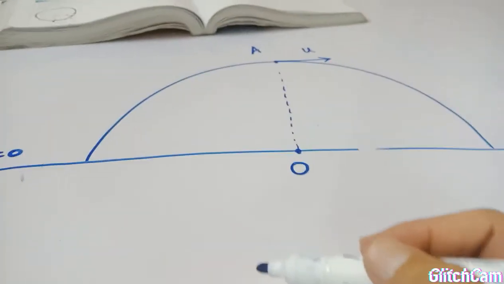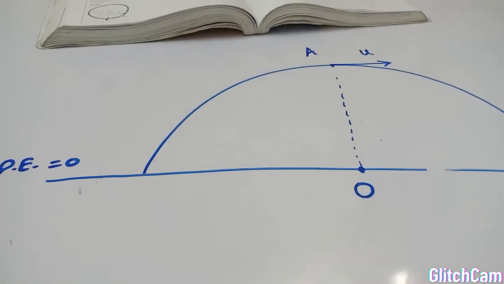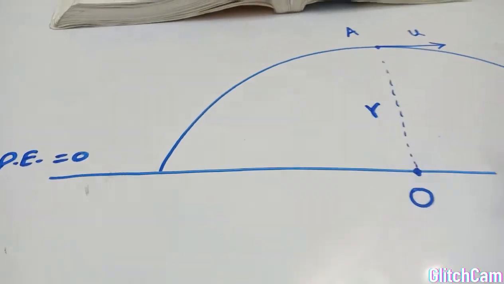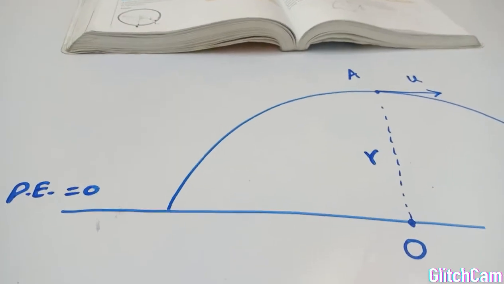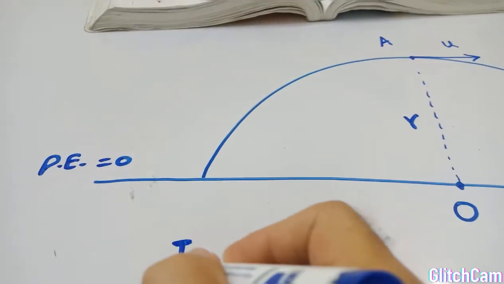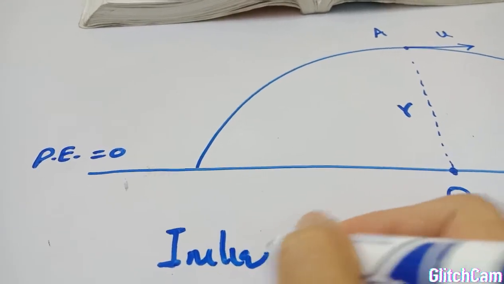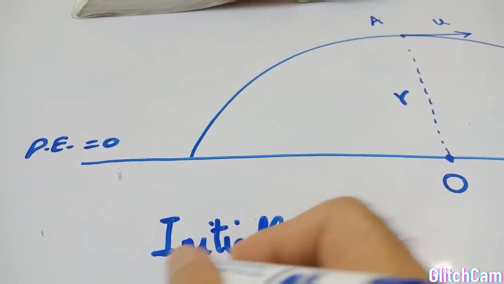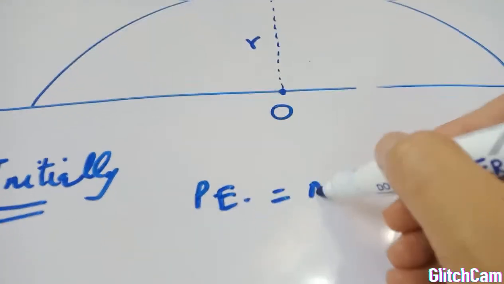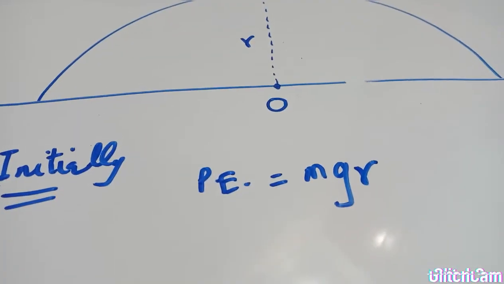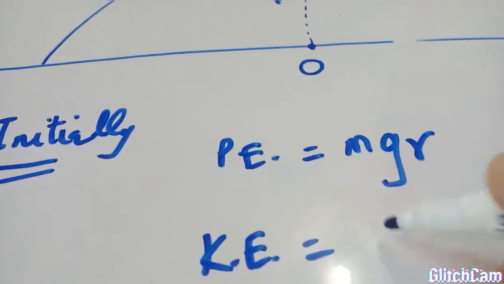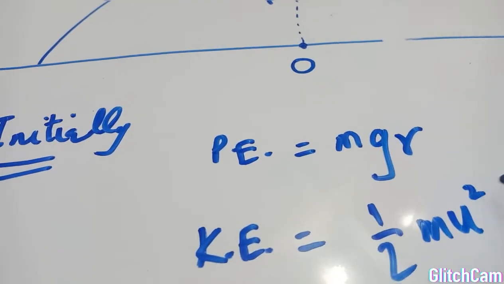Initially, this is the radius, and suppose the mass of the particle is m. As you know, we always talk about the initial case and then the general case. Initially the potential energy is equal to mgr, and the kinetic energy is going to be half mu square.